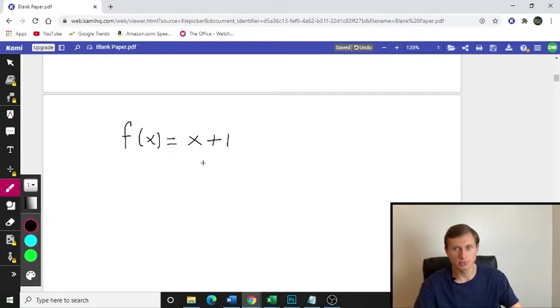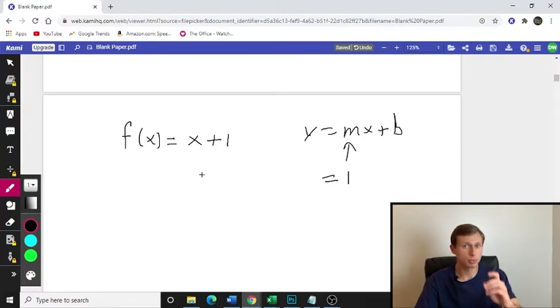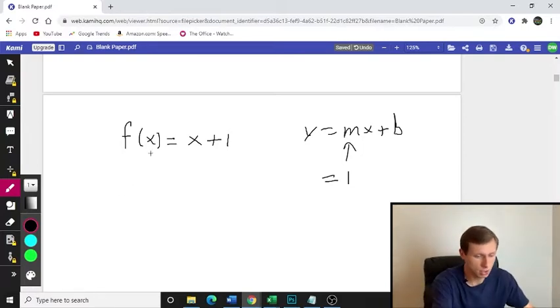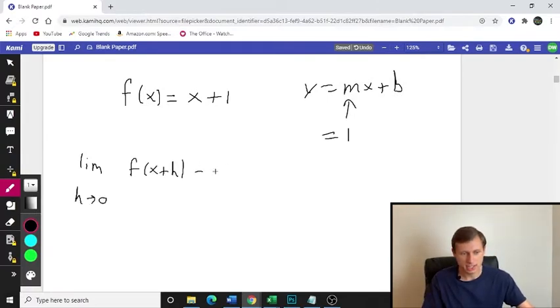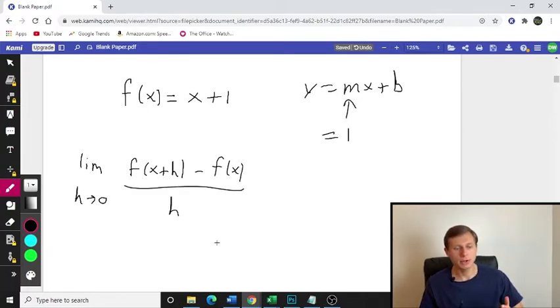I know what the slope of this function is because it's already in the form y equals mx plus b. I know my slope is equal to 1 in this example, okay? Now, let's prove that using that limit notation. Limit as h approaches 0 of f of x plus h minus f of x all over h. And now we need to figure out how to plug this in.